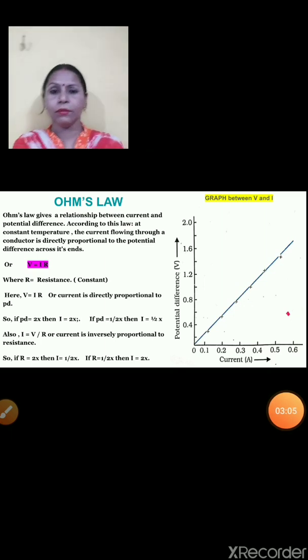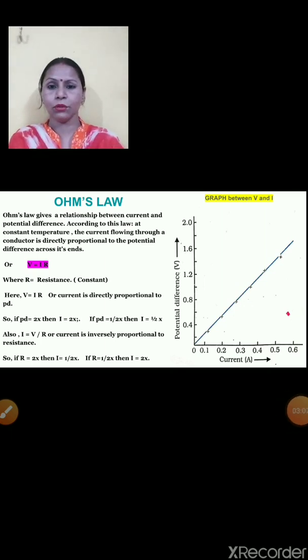Now children, with the help of the relationship which Ohm's law has given, V = IR, we all know that potential difference is directly proportional to the current. And with the help of this relationship, we can draw the graph between V and I. If we draw the graph between V and I, we can see the graph will always be a straight line.